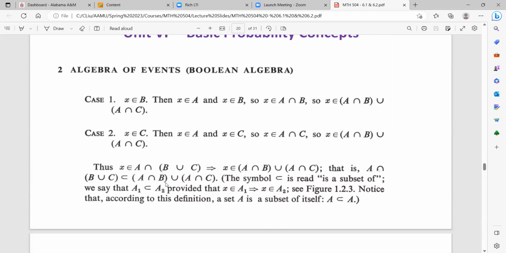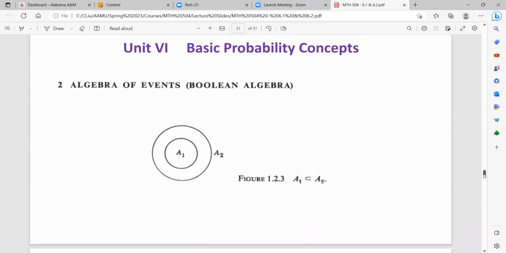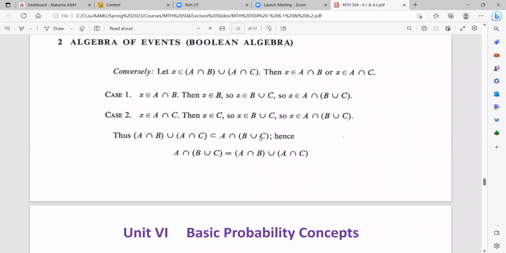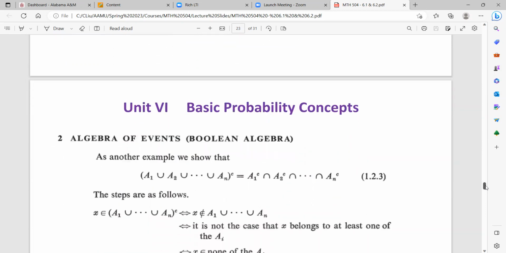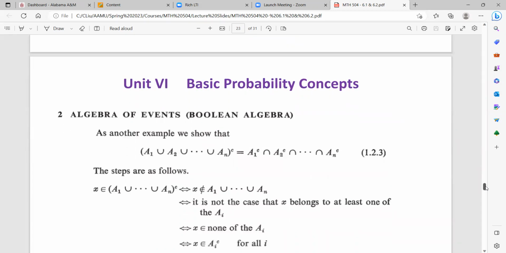We have shown A intersecting B union C is a subset of the union of A intersecting B and A intersecting C. And we just showed the converse, that means the union of A intersecting B and A intersecting C is also a subset of A intersecting B union C. So these two sets have to be the same. That's another way to show they're the same. So you can also use these set techniques to prove it. That's the original way we used, not new to us.